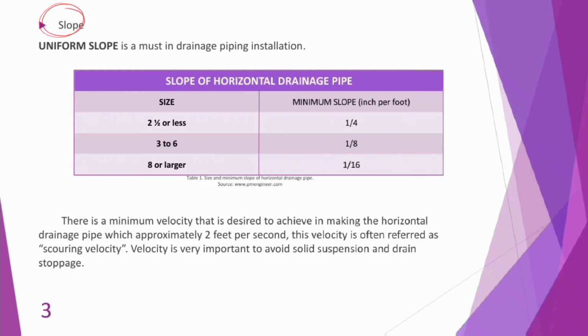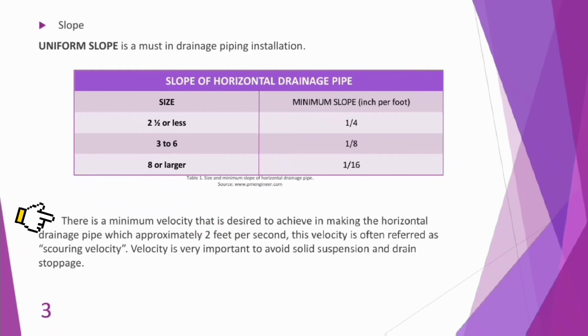Next is the minimum velocity that is desired to be achieved in making the horizontal drainage pipe, which is approximately 2 feet per second. So, meron daw tinatawag na minimum velocity na kailangan nating masunod o magawa sa paggawa ng horizontal drainage pipe. At ito nga yung tinatawag din nilang scouring velocity, sapagkat scouring, which means to remove. Kumbaga, lahat ng mga solids, kung may velocity ka na 2 feet per second, ay maiiwasan ma-stuck kapag na-achieve mo yung desired minimum velocity na 2 feet per second.